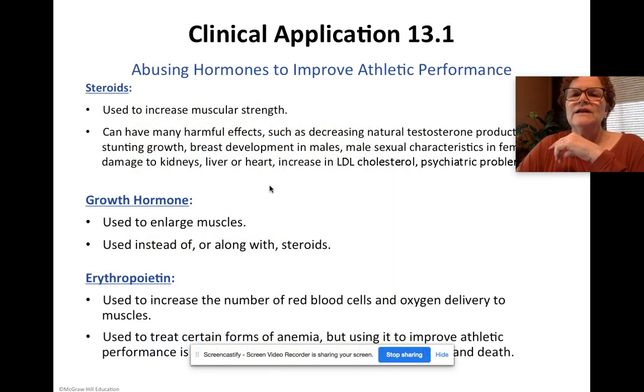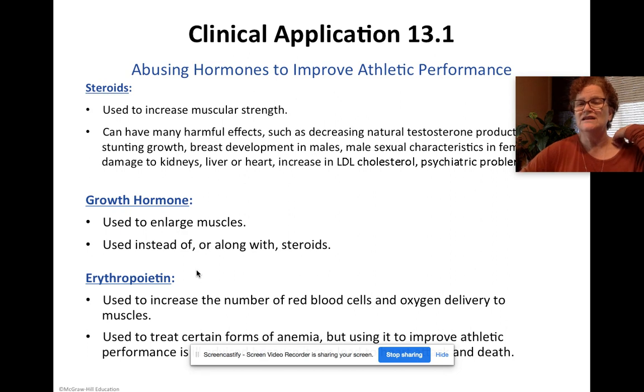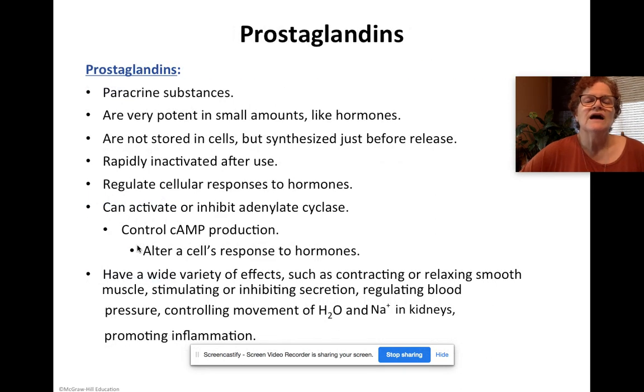All right, you know what this clinical application. So look at this. You can read this in your textbook. Steroids, you guys all know how people have used those, athletes have used those growth hormones. Erythropoietin, that was actually used by some cyclists several years ago. It just increased their body's number of red blood cells so they could carry more oxygen, and therefore they could compete more efficiently. That was what blood doping was all about, if you didn't know what that connection was.